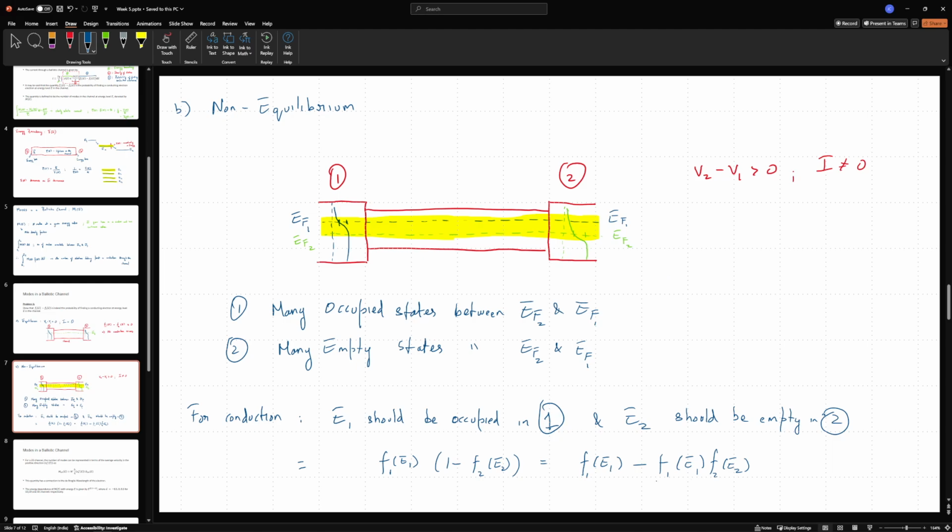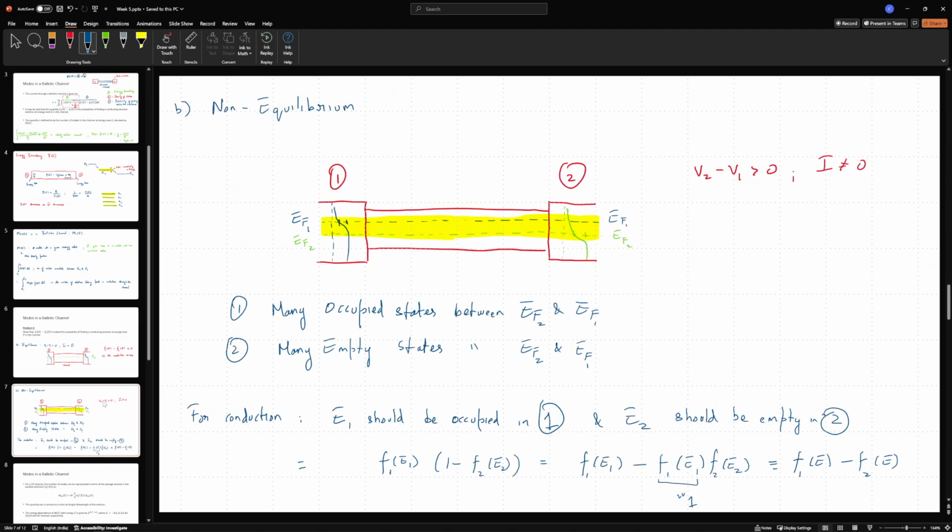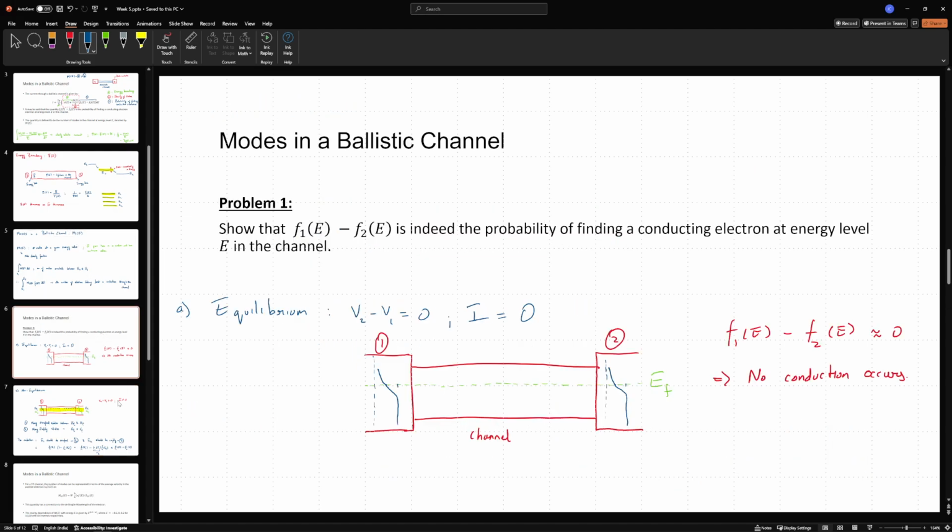So over here, I will just say this quantity is approximately equal to 1, and therefore this is equal to F1 of E minus F2 of E, essentially equivalent to. So this gives me the probability that an electron at energy E is available for conduction. And that is essentially what we have in this expression over here. Okay, so that gives us the answer to problem 1.